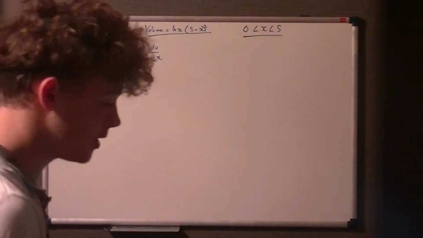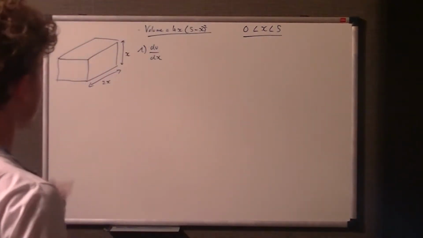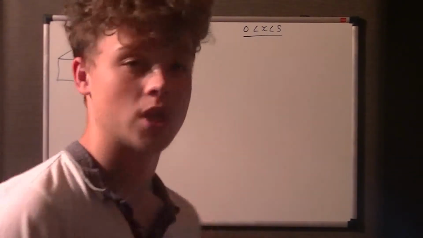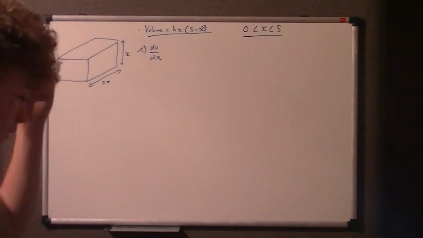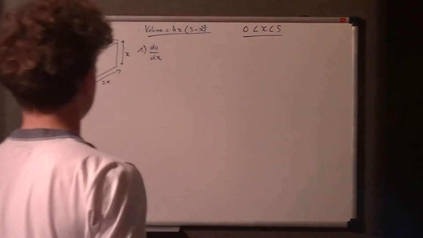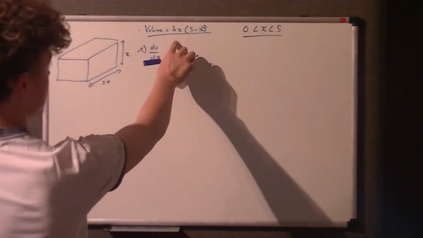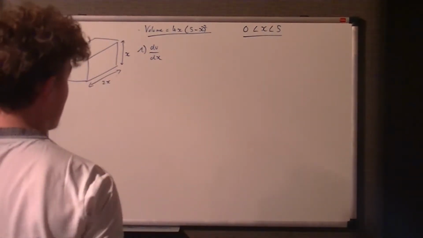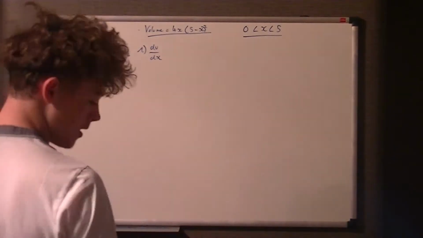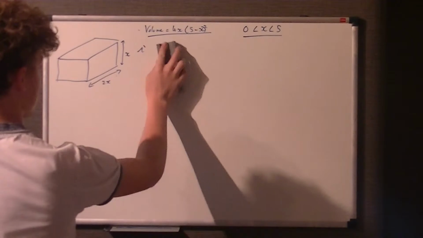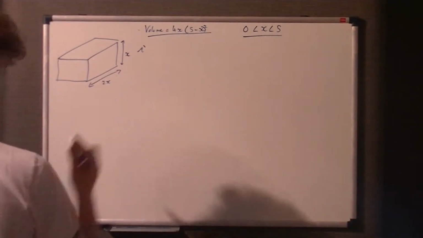And now, the first thing it's asking us to do is find dV by dx. What that basically means is differentiate the equation in terms of the volume. This equation here, 4x in brackets 5 take x, squared. We need to expand this, so I'm going to rub that dV by dx off because we're going to need to expand the volume bit here.